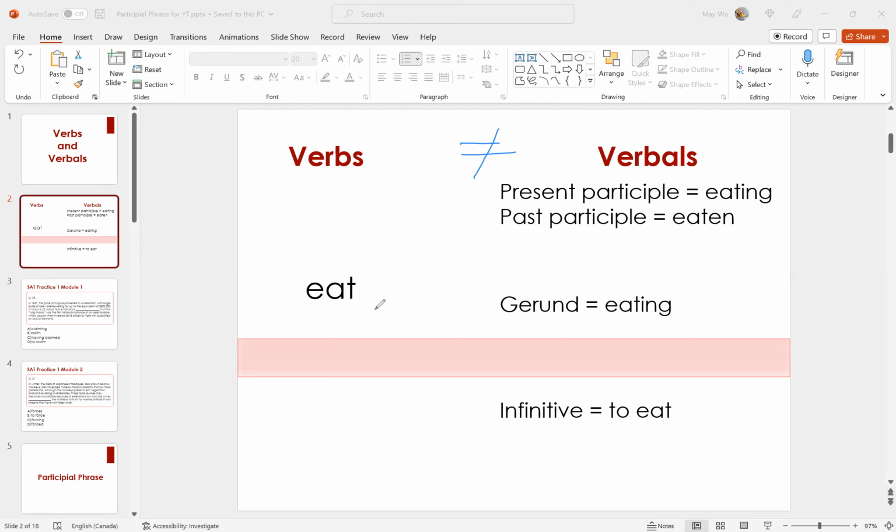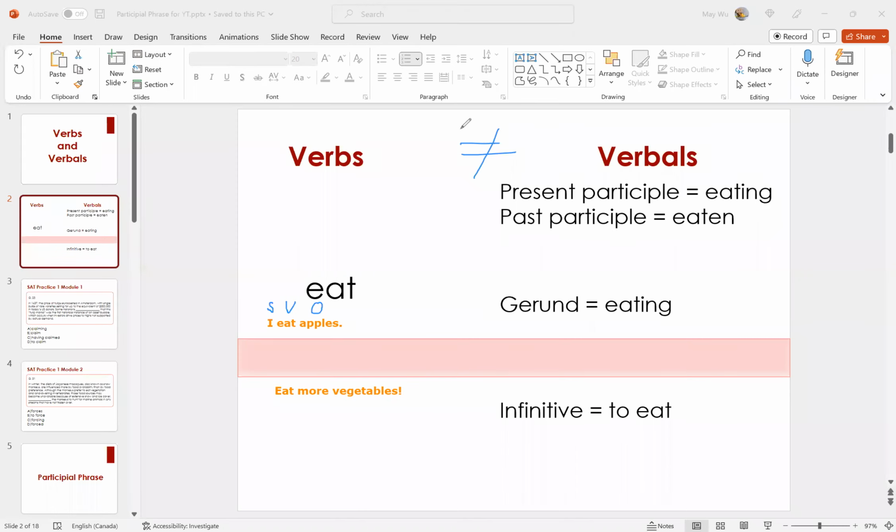So let's take a look at the example. Eat. Eat is a verb. So in a sentence, of course, I eat apples, right? Subject, verb, object. And of course, I can use an imperative sentence as well. Eat more vegetables, right? So without a subject, but using a base form verb to start my sentence, I can make a command.